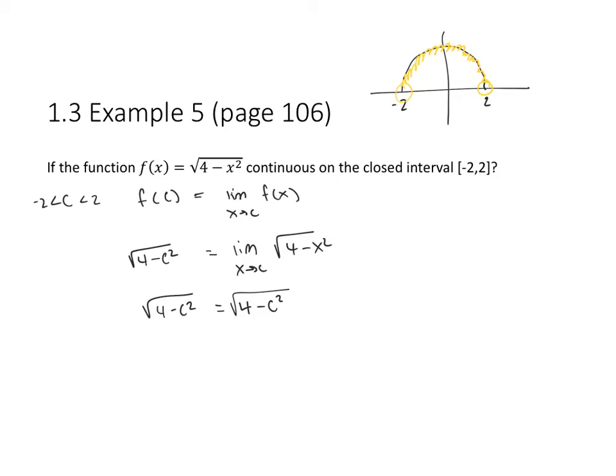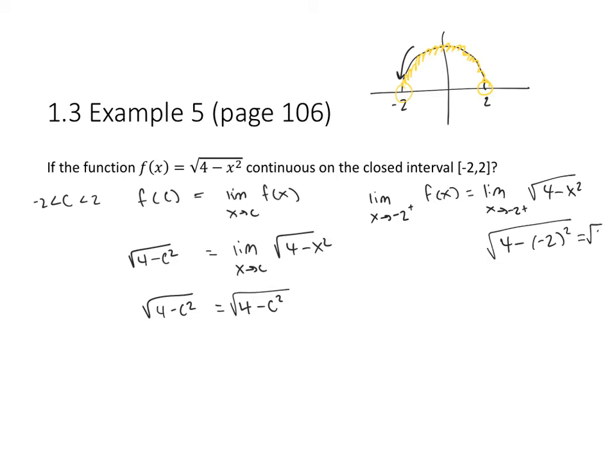So let's take a look as the limit approaches -2. And as we do that, we're coming from the right if we're following the graph. So that's going to be from the right. The limit as x approaches -2 from the right of our function, square root of 4 minus x squared, is going to be the square root of 4 minus (-2) squared, which is the square root of 0, or just 0, which is also the same as f of -2. So far we're doing great on our continuity.